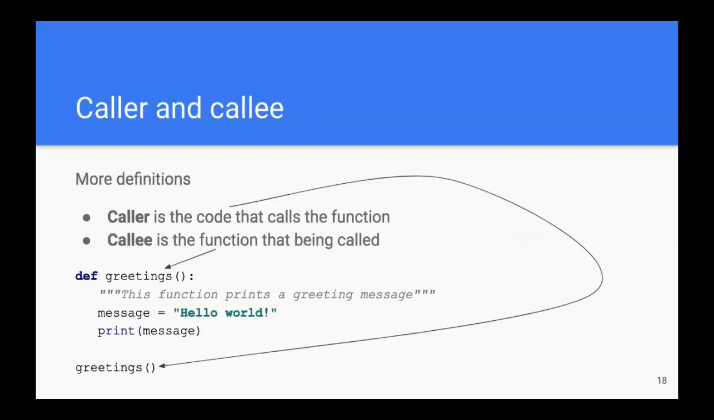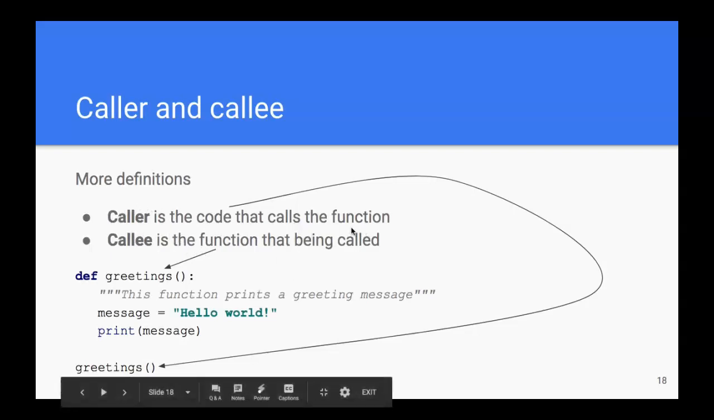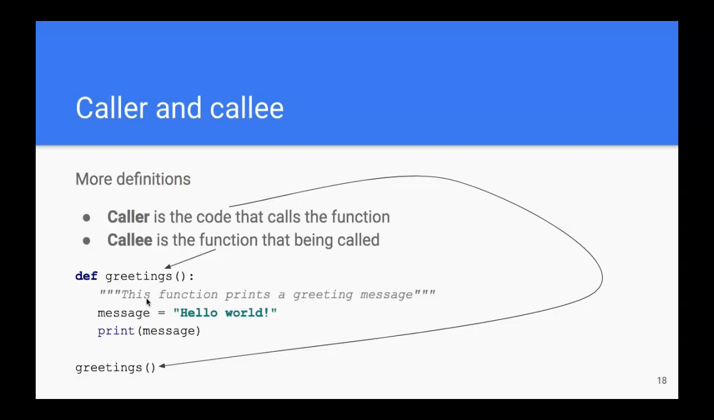And just a few more terminologies. They're important to know because we're going to be using them. When a function is involved, the caller is the code that calls the function. So here, the caller is really the top level script. We're calling greetings here. So this is the caller, and then the callee is the function that is being called. And in this case, it's just the function greeting. So there's the caller and the callee. Remember these terminologies. We're going to be using them.